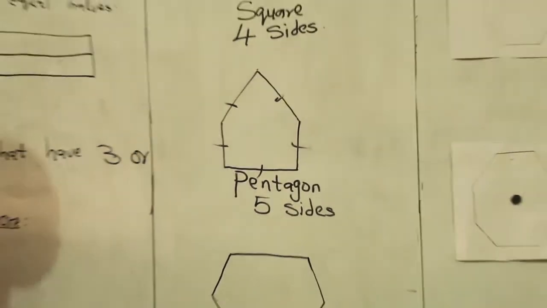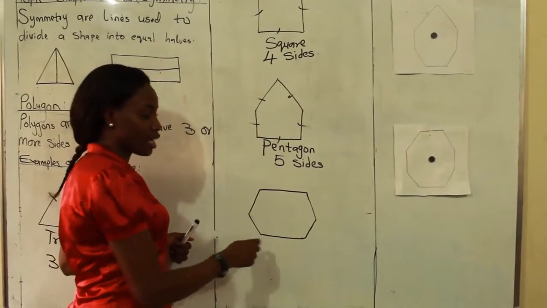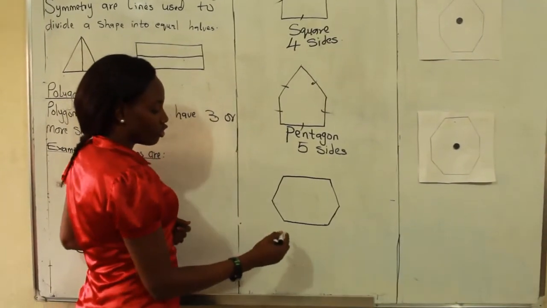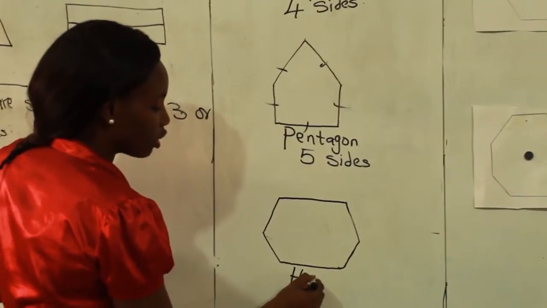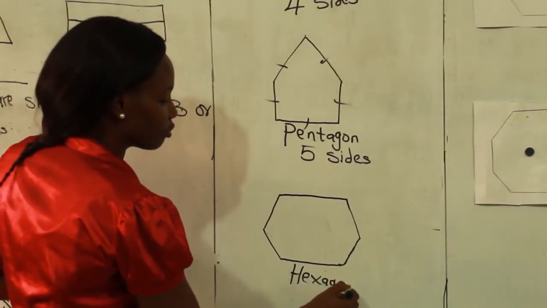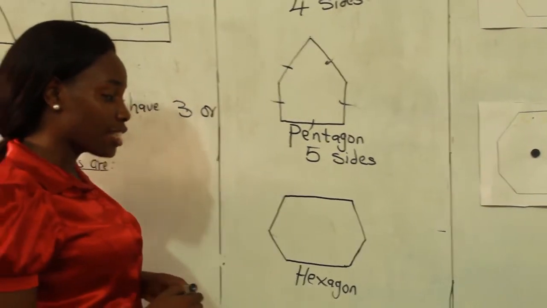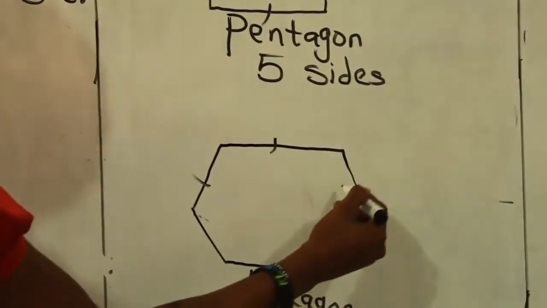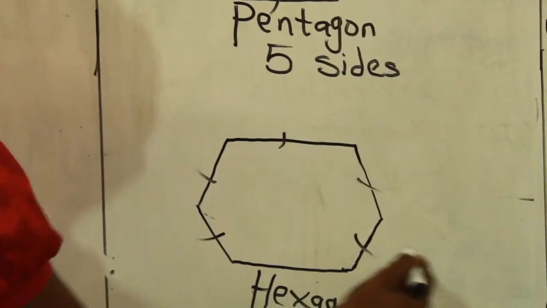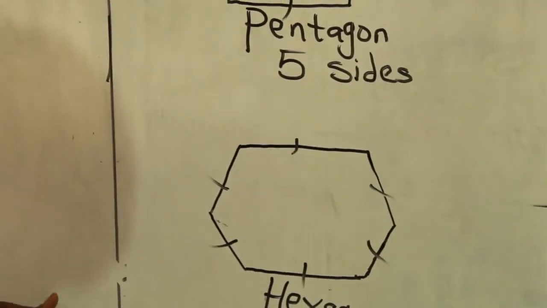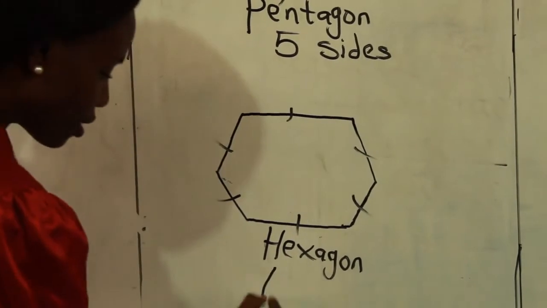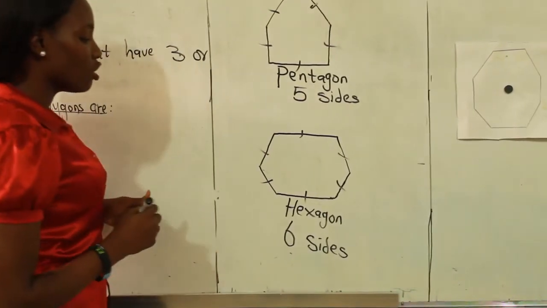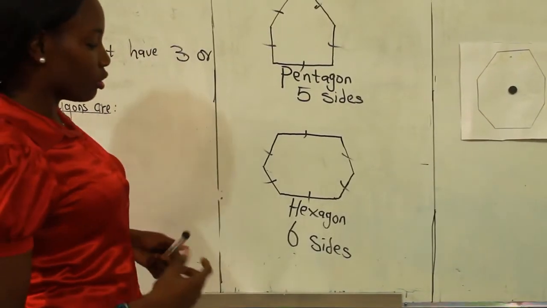And the next shape here has 6 sides. And what is it called? This shape is called hexagon. Hexagon has 6 sides. Let's count together. 1, 2, 3, 4, 5, 6. Hexagon. It has 6 sides. Hexagon is an example of a polygon.